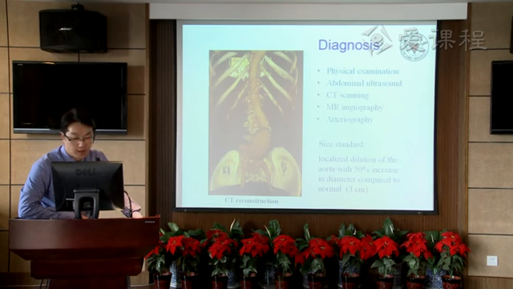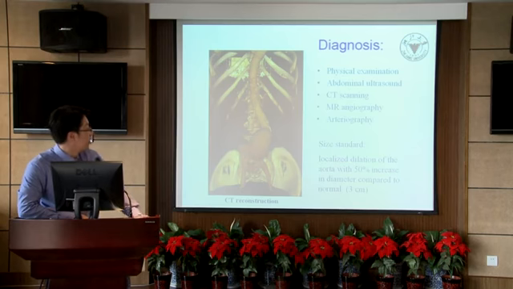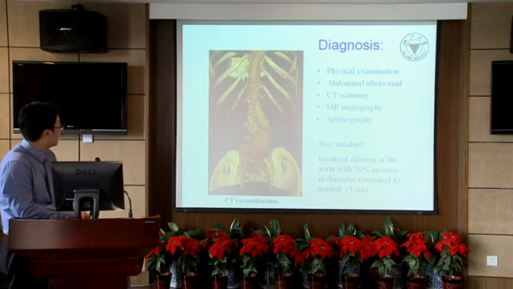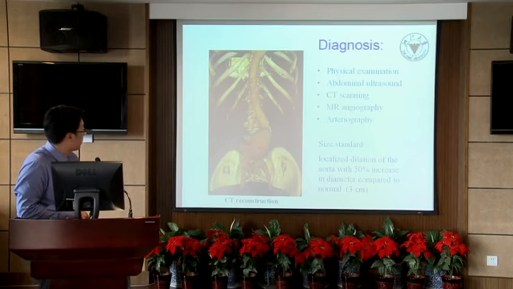And the size standard is localized dilation of the aorta with 15% increase in diameter compared to the normal, about 3 centimeters. This is CTA, the abdominal aortic aneurysm. This is the iliac artery, abdominal aorta.